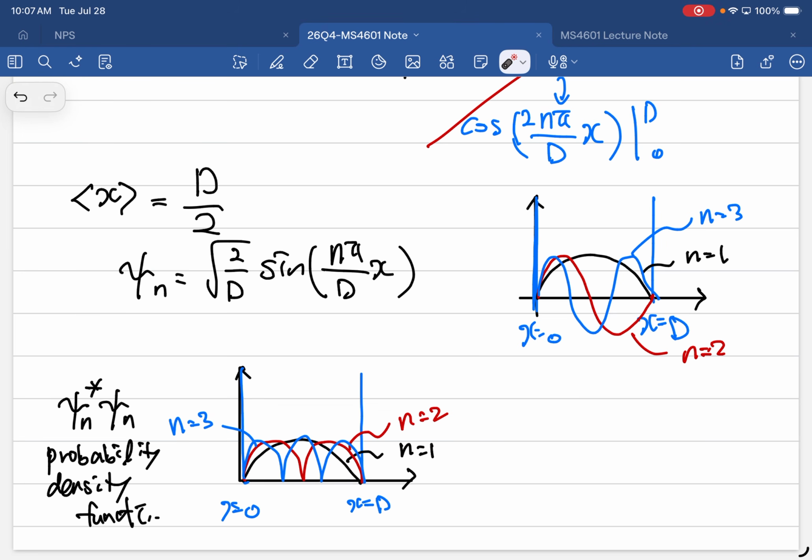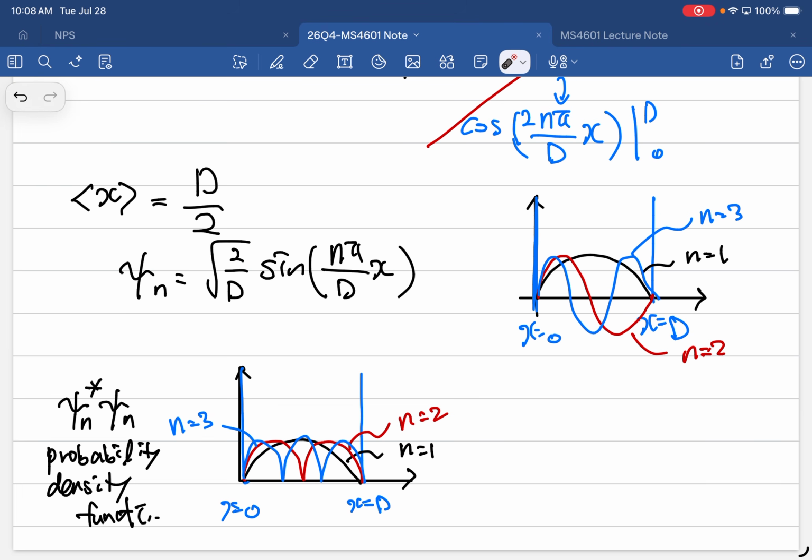Okay. So then, what about the average value of position? By solving the Schrödinger equation, the average position of this particle is d over 2, right at the center. But let us consider another thing. If you look at this average value, does it have n dependency? Does it depend on n? No. But does that make sense just by looking at the probability density function?